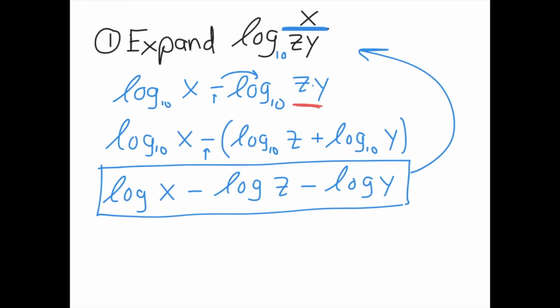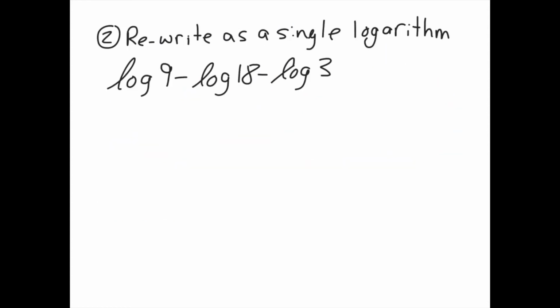Our second example. This one says rewrite as a single logarithm. So in this one, we're going to be going the opposite direction on our rule. We're starting with logs that have minus signs between them, and we want to turn this into a quotient. There's a reason that I have this example second, right after looking at that previous example that we had. Did you notice in the previous example that these two objects were on the bottom of the fraction, and this one was on the top?